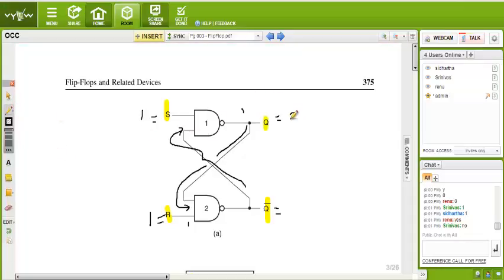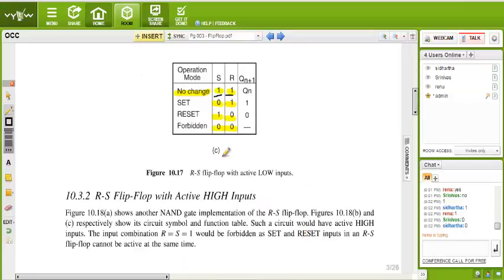Now suppose earlier the value of Q was 0 and Q bar is 1. Now check. This 0 is fed to here. Now what will be the output of this NAND gate? NAND gate 2, what will be the value? 1. All are agreed? Yeah. So now this 1 is fed to here. Then what will be the output of this number 1 NAND gate? Zero. So see, if both inputs are 1, then whatever value was stored previously will remain unchanged. So it is our truth table number 1. Am I right?